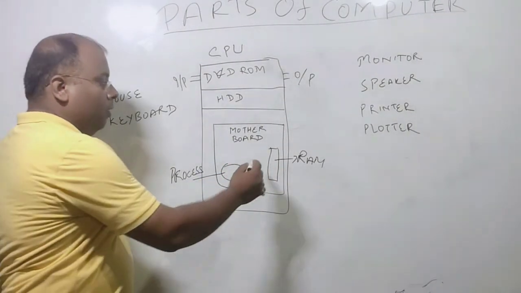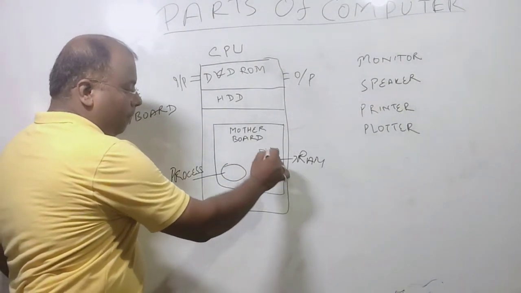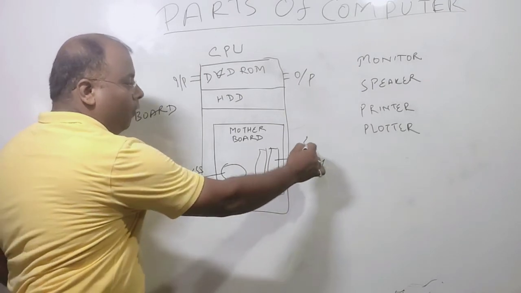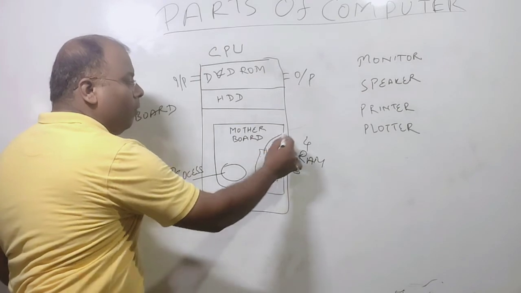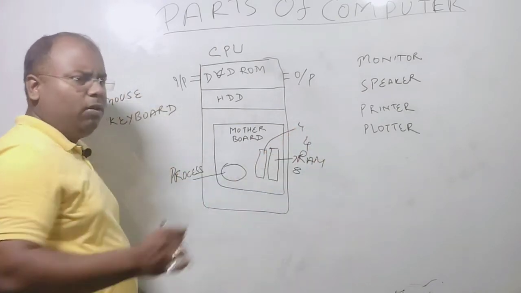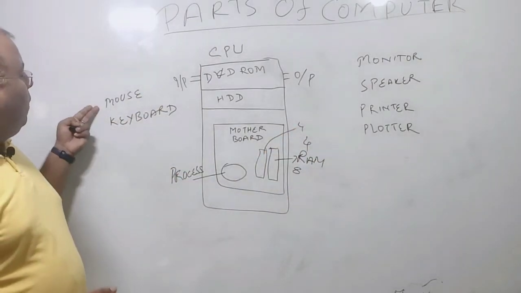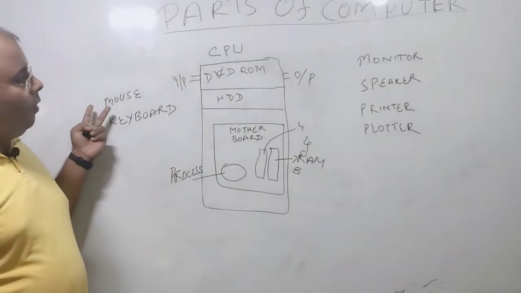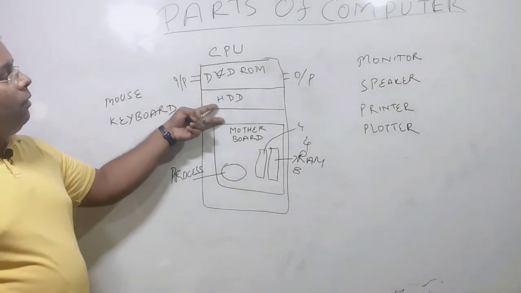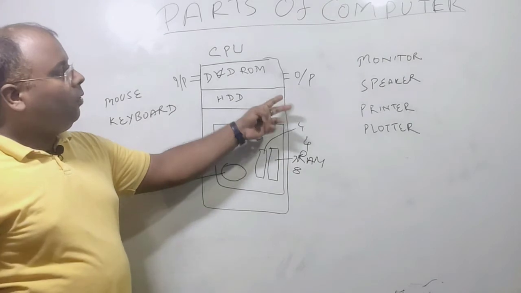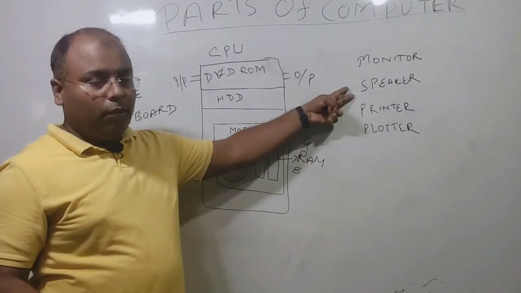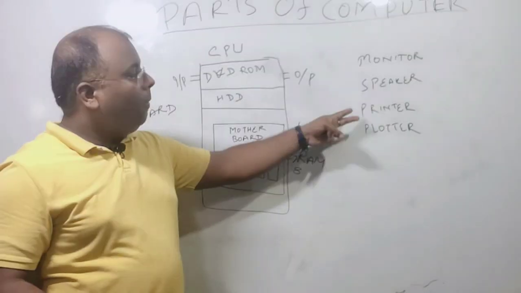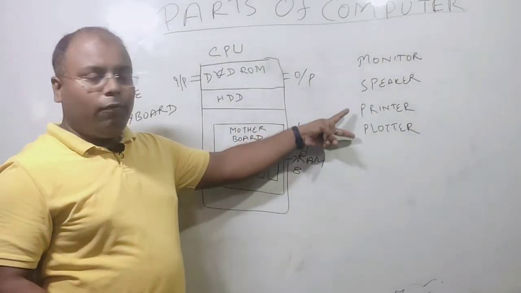For RAM, nowadays there are 2 slots. If one 4 GB RAM is not sufficient, you can replace it with 8 GB, or you can add one more 4 GB RAM, or whatever you want. Keyboard and mouse are simply input. The signal is given to the computer, that is the CPU section. Outputs are the monitor for your display, the speaker for your audio, and the printer and plotter, both for printing.